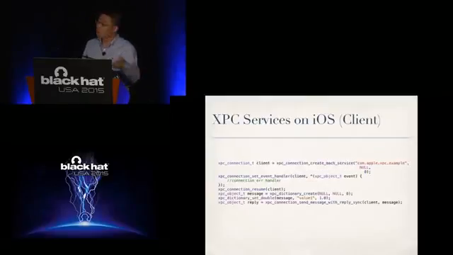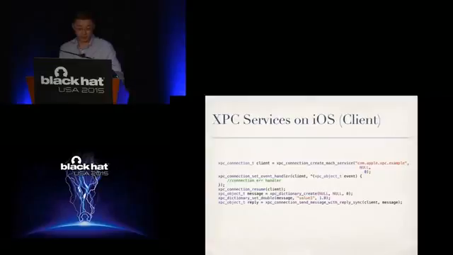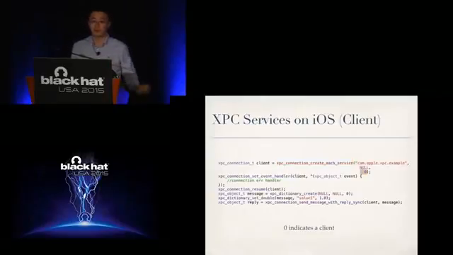Let's move to the client side. As I mentioned, the same API is used for the client side to connect to the service. The first parameter is the name of the service you want to connect to. And the only difference is the third one. Now you use 0. That indicates it's a client rather than a server.